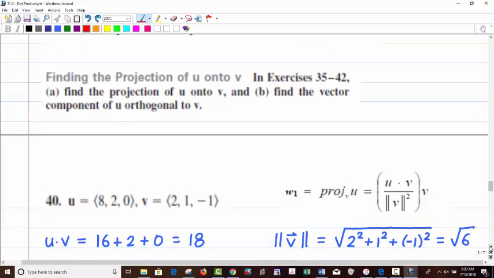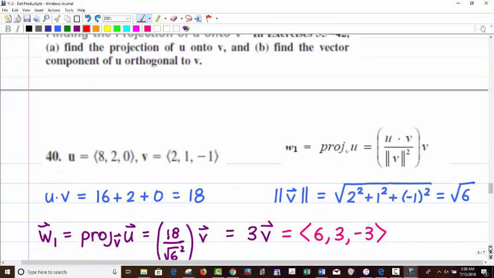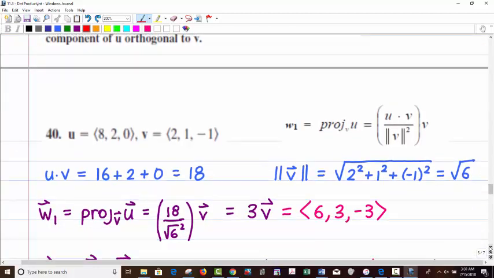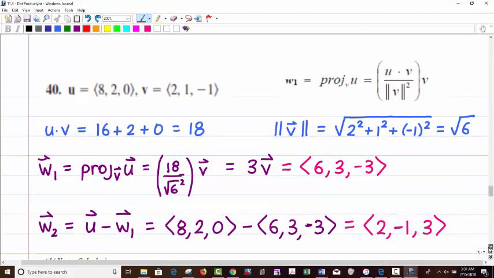So we're going to find the projection of u onto v, and then the vector component of u orthogonal to v. So really all you have to do is plug it into the formula. So here are our two vectors for u and v. So obviously we need the dot product. So 8 times 2 is 16. 2 times 1 is 2. 0 times negative 1 is 0. We get 18.